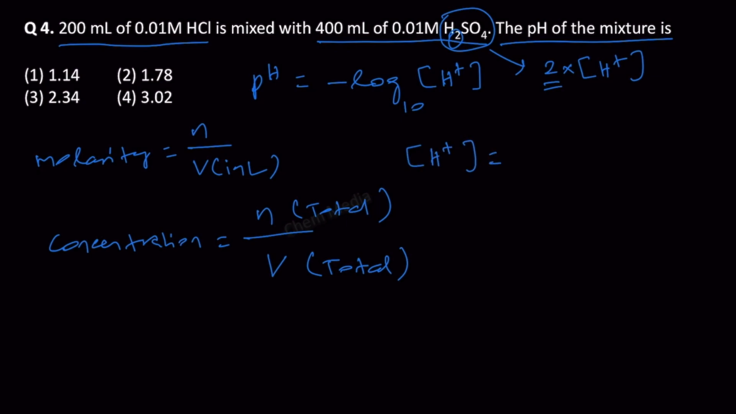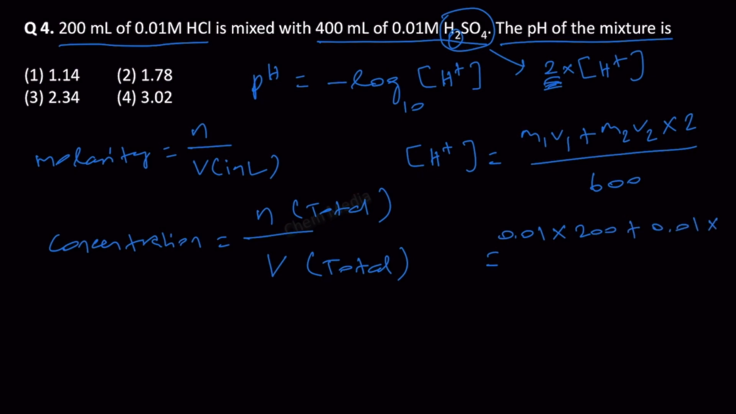So what would be the total number of moles here? That would be M1V1 plus M2V2. In this case, we have to multiply the second one by 2 because of this 2 factor here, divided by total volume, which is 200 plus 400, so 600. Therefore, this is equal to 0.01 times 200 plus M2, once again 0.01 times volume 400 times 2, divided by 600.